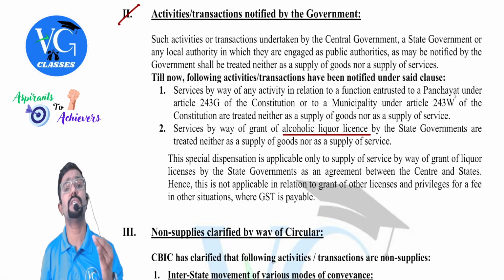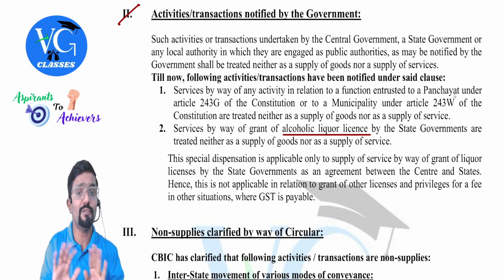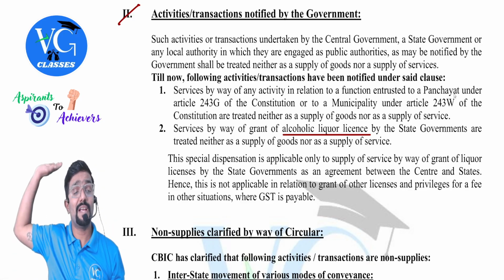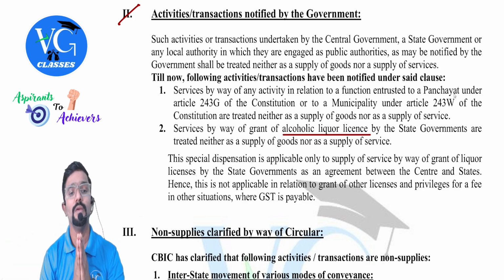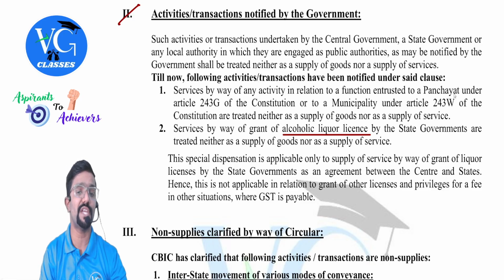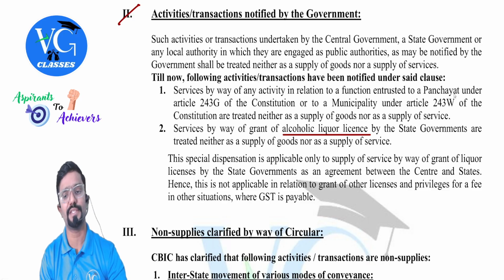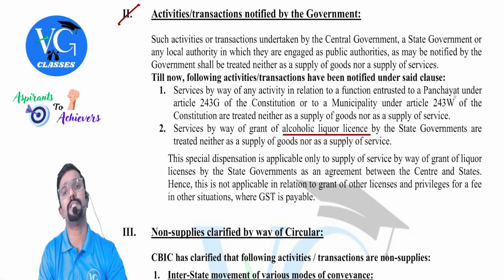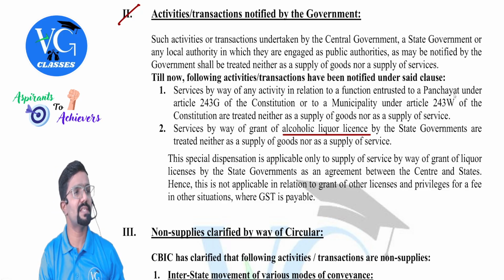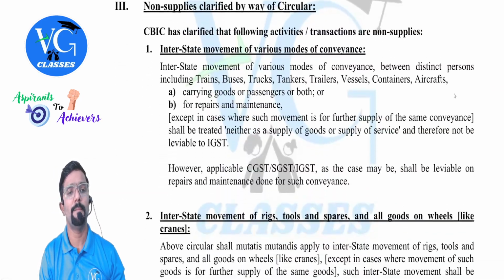Is it subject to GST? Yes, maybe. As of now, they are not excluded. Maybe it might be covered in the exemption list, but is it covered here? No, guys. This special dispensation is applicable only to supply of service by way of grant of liquor licenses by the state government as an agreement between the center and states. Hence, this is not applicable in relation to grant of other licenses and privileges for a fee in other situations where GST is payable. If it is other licenses, then GST would be payable.